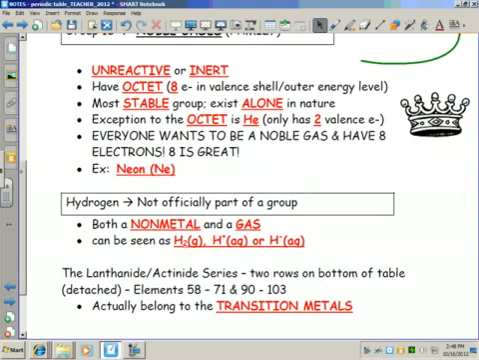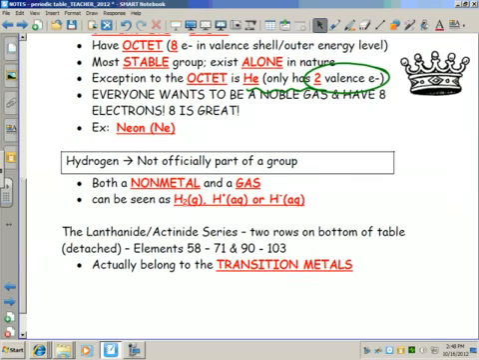Helium is the exception to the octet rule because it only needs 2 valence electrons. It's a duet, not an octet. Other than that, from neon, argon, krypton, all of them down, they have 8 valence electrons. We say 8 is great. That sort of electron stability is why they don't bond with other elements.